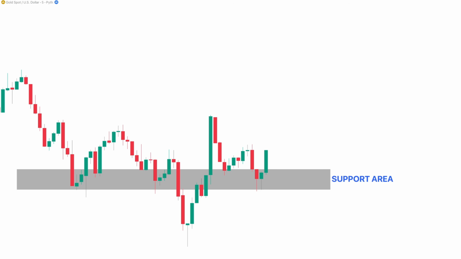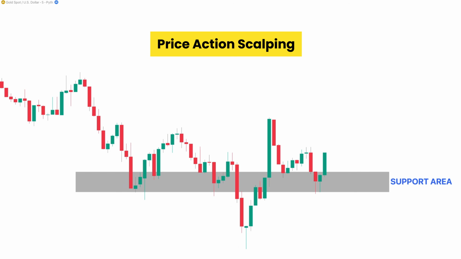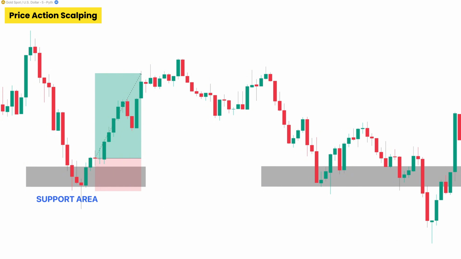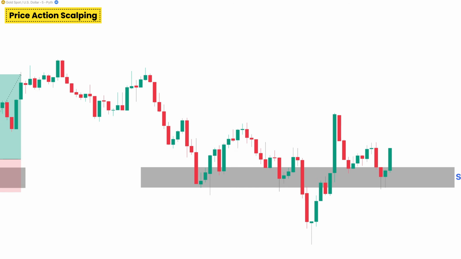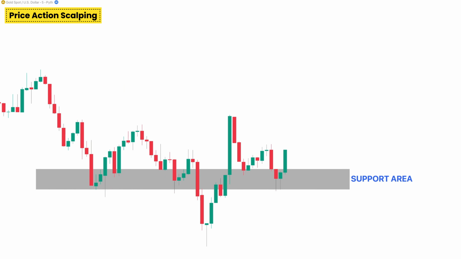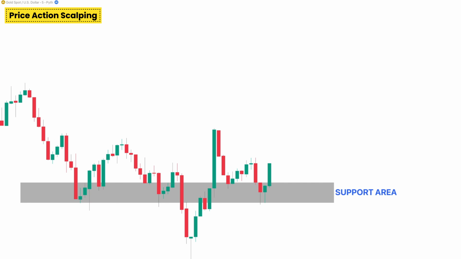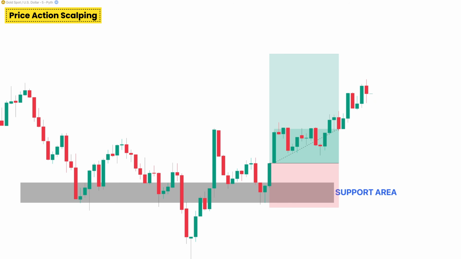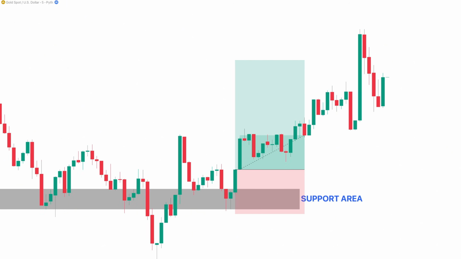The scalping strategy we are covering today is called price action scalping. And trust me, this one is a game changer. Now, price action is the most widely used method among professional scalpers around the world. And the reason is simple. No complex indicators, no confusing signals, just pure chart reading, and extremely powerful. Let's head over to the charts.